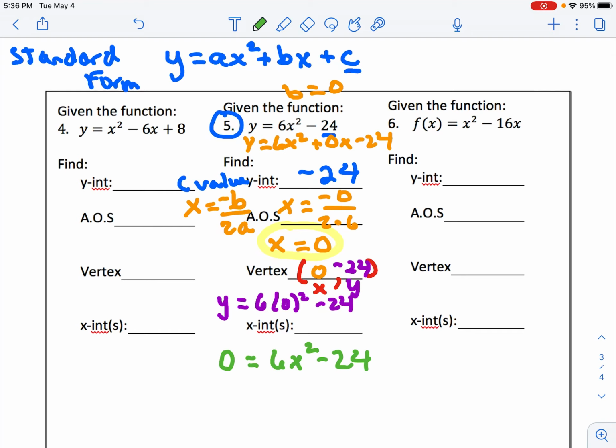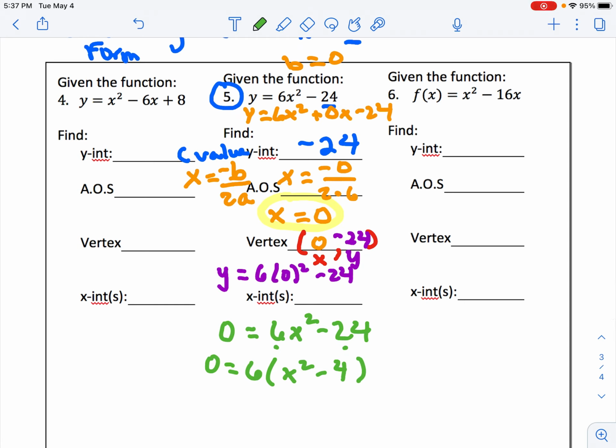And whenever we're finding the x-intercepts, or zeros, usually we are going to factor. So I always look for a greatest common factor first. If you look between 6 and negative 24, 6 goes into each of those. So now this would look like 0 equals 6 times, and once I factor out the 6, I'd be left with x squared minus 4. So now I'm looking for the values of x that make this equal to 0.